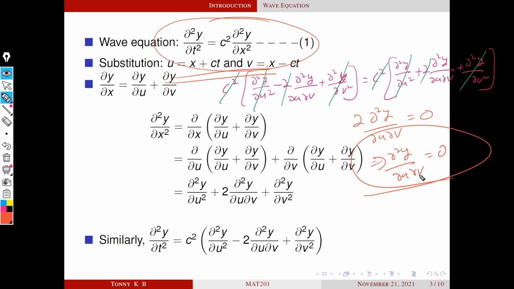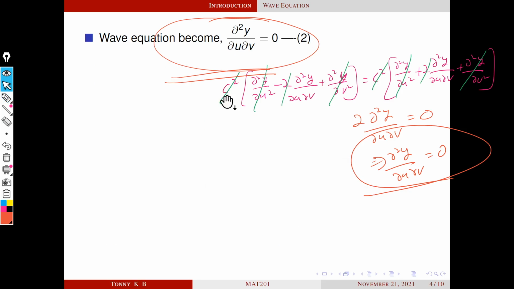where u and v are new independent variables, and the relation between u, v, x and t is like this: u is equal to x plus ct and v is equal to x minus ct. Okay, so our wave equation becomes ∂²y/∂u∂v equal to 0. Comparatively this equation is very simple. We can easily solve this differential equation.